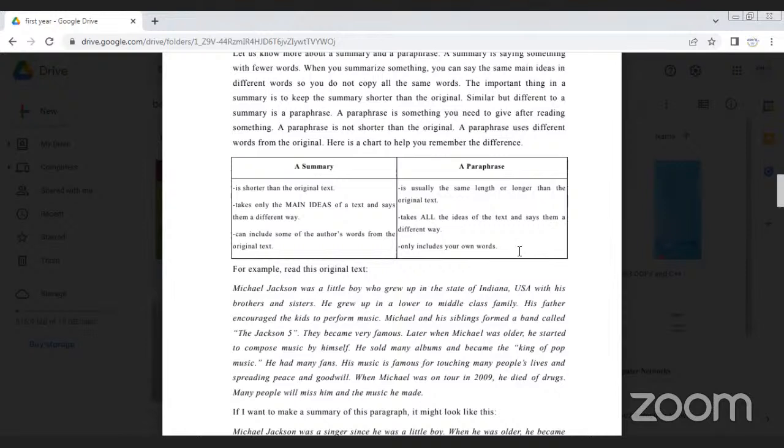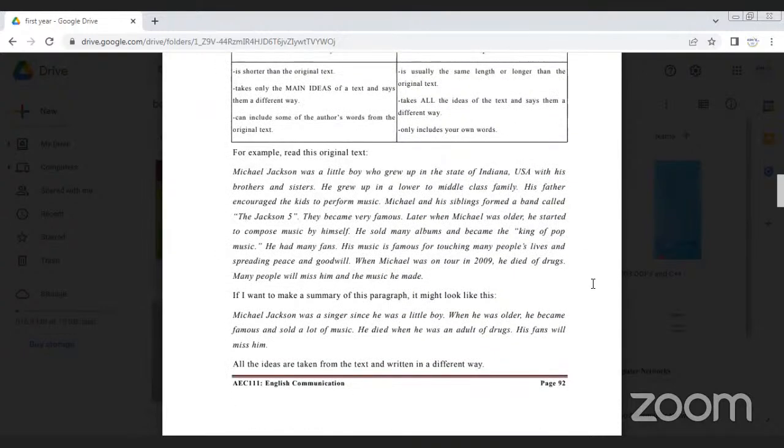And paraphrase means what, students? A paraphrase is usually the same length or longer than the original text. It takes all the ideas of the text and says them in different ways, in our own words. A paraphrase only includes your own words. Then, for example, read this original text.